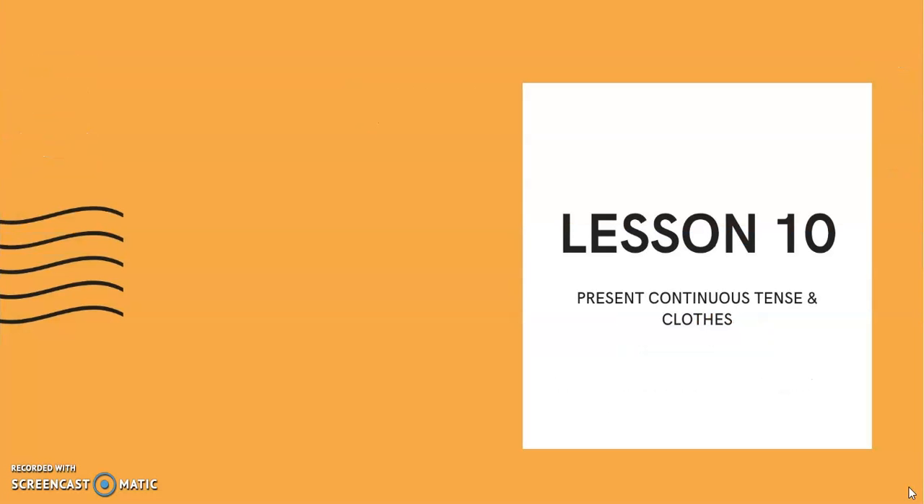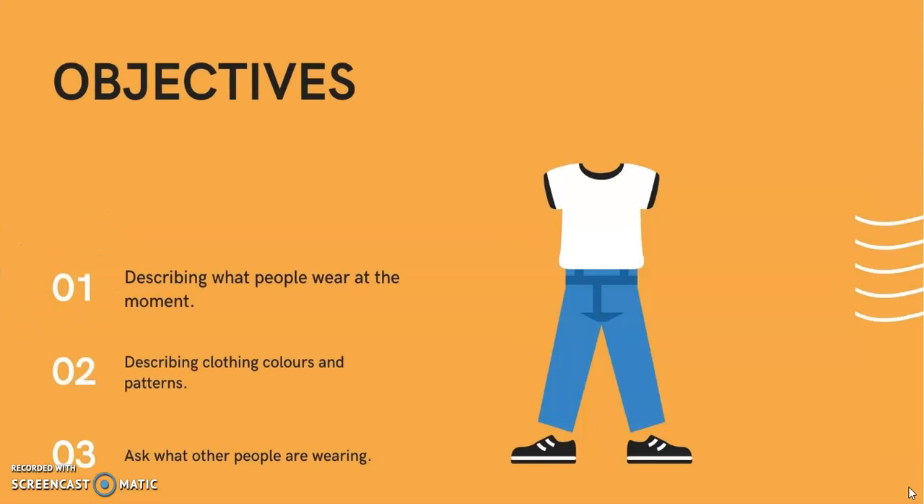Okay, now after you have studied simple present, let's go to lesson 10, which is present continuous tense. This is quite different from simple present tense. In this one, you have to describe clothes. Let's see. These are the objectives of our study today.